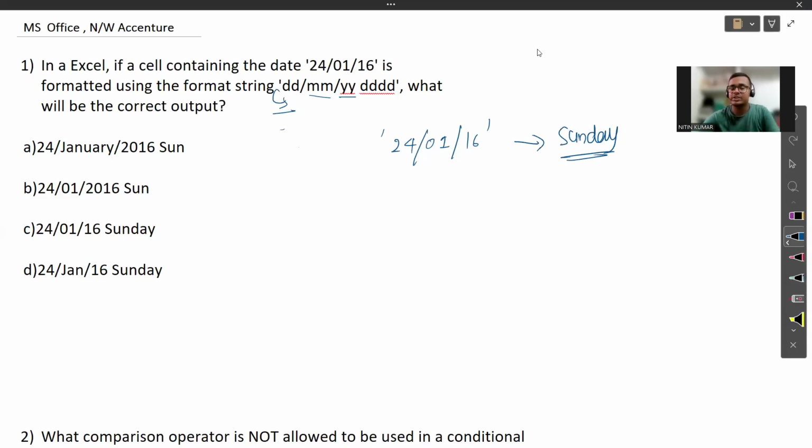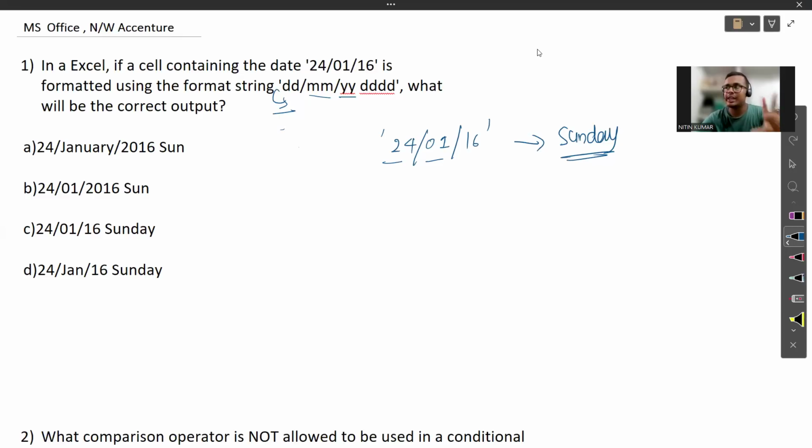So the date given to us is 24th, 01, and 16. That means it is the 24th day of the very first month of the 16th year of the current century. Let's assume it is the century of 2000. So 2016 would be the year, the month would be January, the date would be 24, and that day would be Sunday. So this is all we know looking at the question.